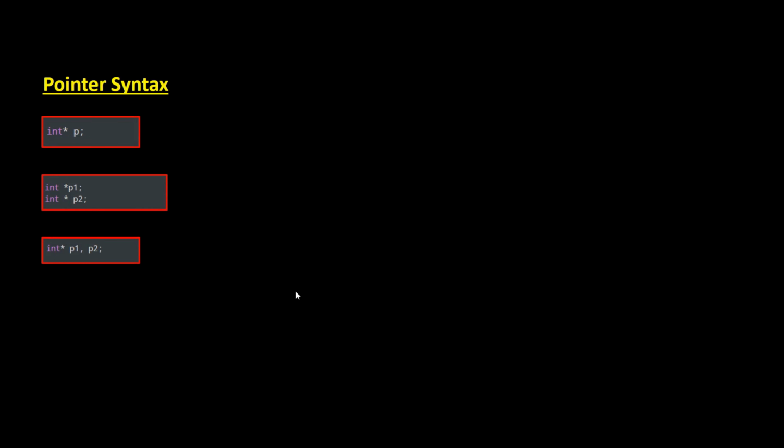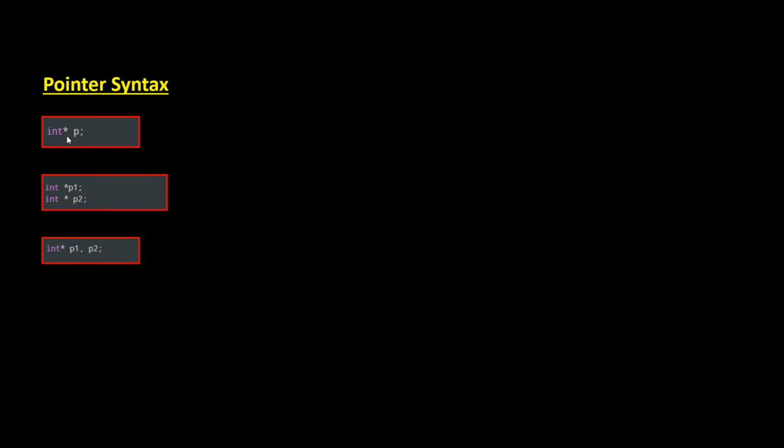The syntax of a pointer is also very simple. We have int, after that an asterisk, and then p. If we have this asterisk, that means it's a pointer. It's not a normal variable. We can also write it like that: int, a space, and the asterisk next to p or p1. Or we can leave a space after the asterisk and before the name of the variable. So the spaces are not important.